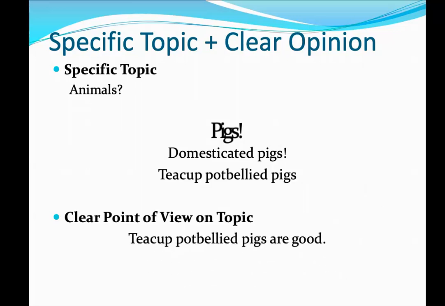So let's say I say, oh, teacup pot-bellied pigs are good. That's kind of vague. At least I know it's on the positive, but good for what? Some people would say that they're good to have as a pet. Some people would say that they're good to eat for dinner. I don't know. I wouldn't imagine eating a teacup pot-bellied pig, but people do that. And so we would need to know what they're good for and what I mean by the word good. It's not a clear opinion yet.